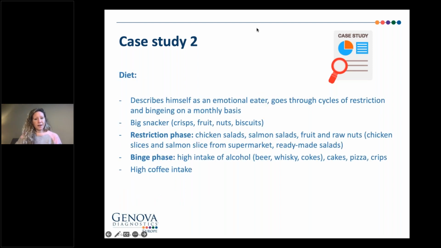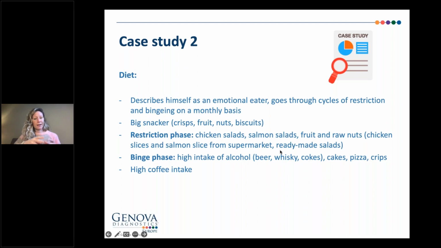So in terms of his diet, he very much described himself as an emotional eater. He goes through these cycles of restriction and binging very frequently. Massive snacker, so he tends to restrict on the main meals and end up snacking around meals on things like crisps, fruits, nuts, and biscuits. In his restriction phase, he would stick to things like chicken salads and salmon salads, which he would actually buy ready-made from places like Marks and Spencer's.